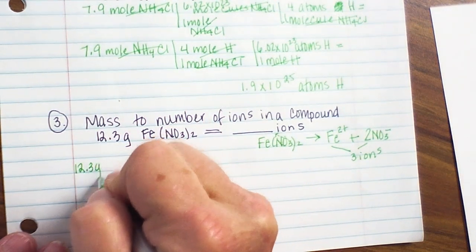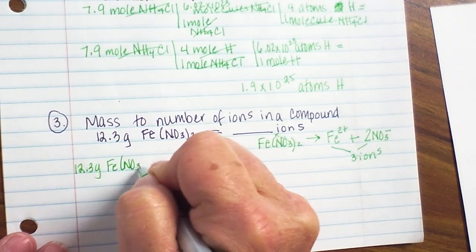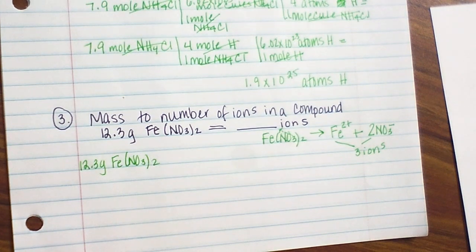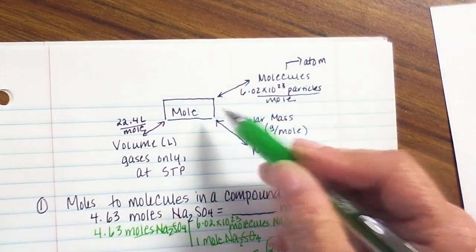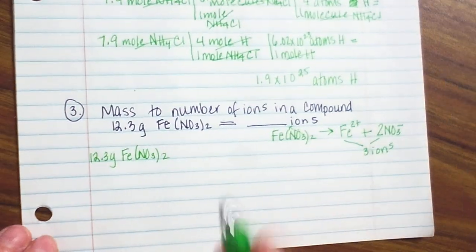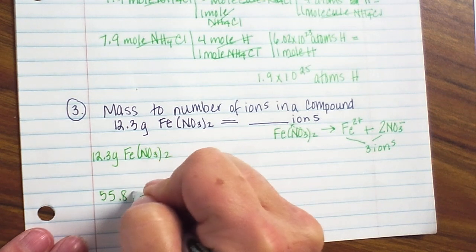12.3 grams of iron 2 nitrate. And I'm going to need to know the molar mass because I've got to get to moles. And the only way to do that, mass to moles, is using the molar mass. So I'm going to add up 55.85 for my iron.